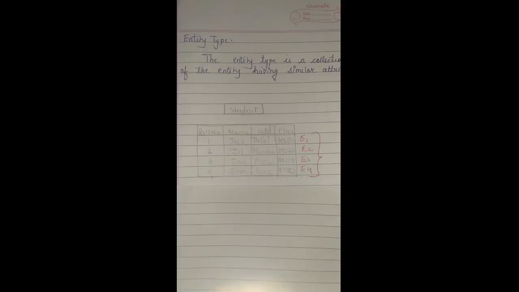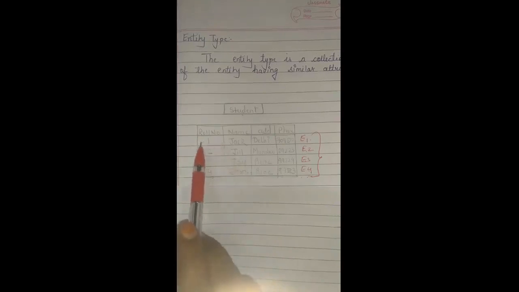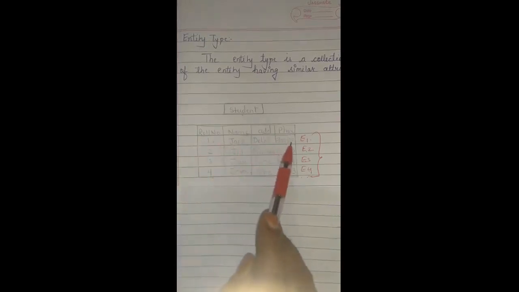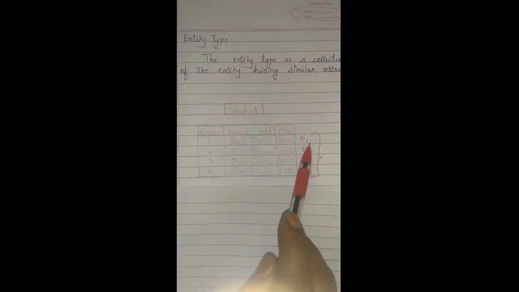Now what is an entity type? The entity type is a collection of entities having similar attributes. As I have already said, a record, a row in a table, is said to be an entity. So how many entities are there in this particular table? There are 4 entities. You can see E1, E2, E3 and E4. These are the 4 entities of this particular table, student.